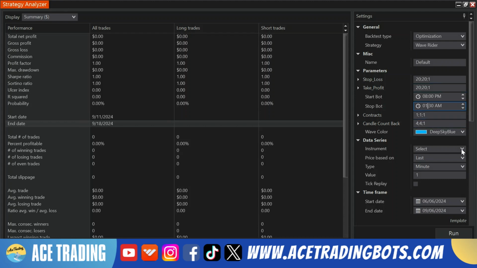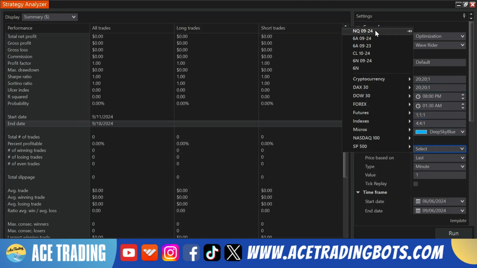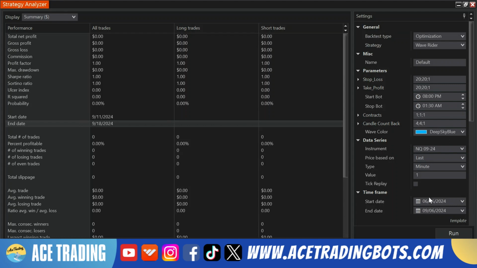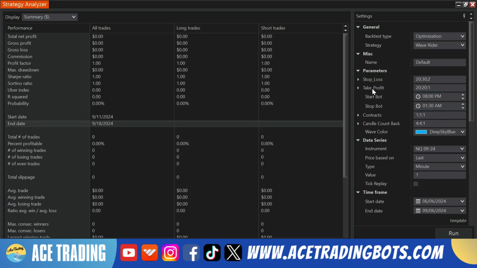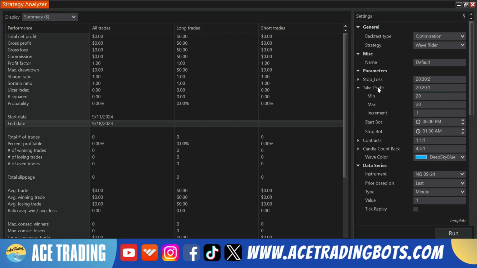I'm going to trade NQ for this example. Okay, so I'm going to pull up NQ. I'm going to look at the last 3 months. Okay, so those things are not going to trade in the optimization. However, I'm going to start with my stop loss. Okay, and with my stop loss, I'm actually going to look at only having 20 to 30 tick stop loss. I'm going to go up by increments of 2 just to make sure that it moves through the optimization at a decent speed. However, I'm going to have a larger option for my take profit.